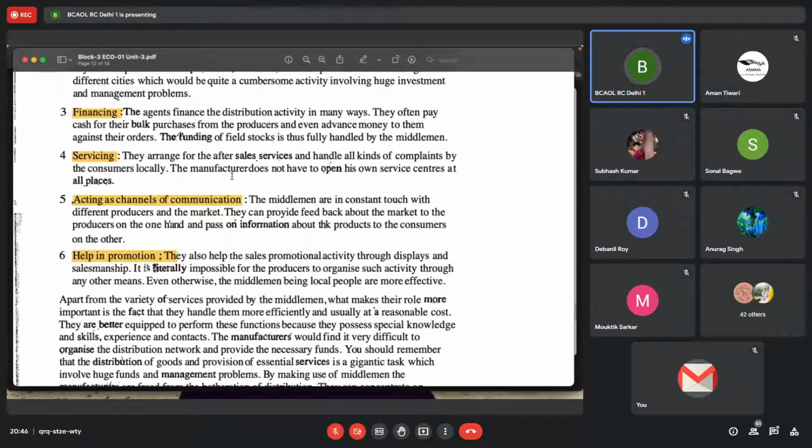One is you are giving the products to them, and next is you are also providing valuable information on how to better the product to the producer. So this is the functionality. Helps in promotion, of course.